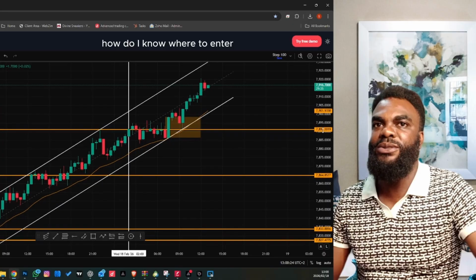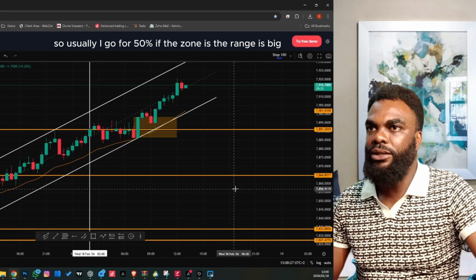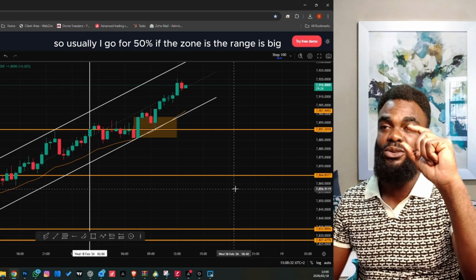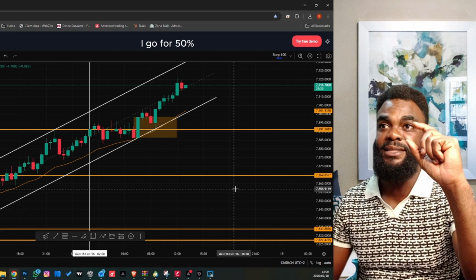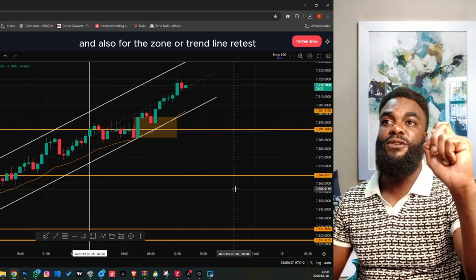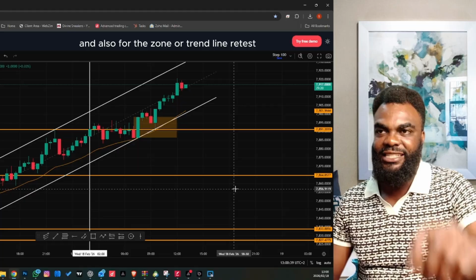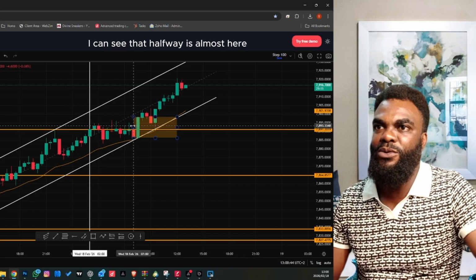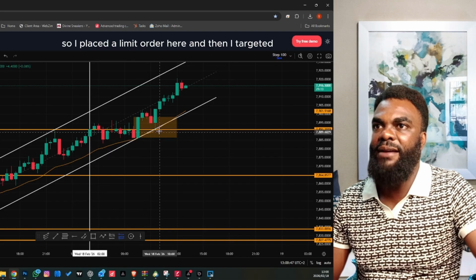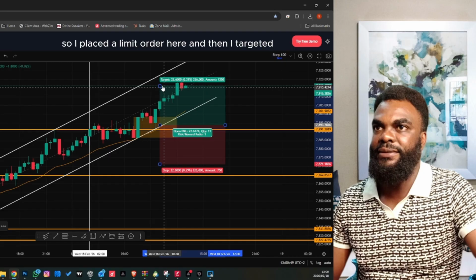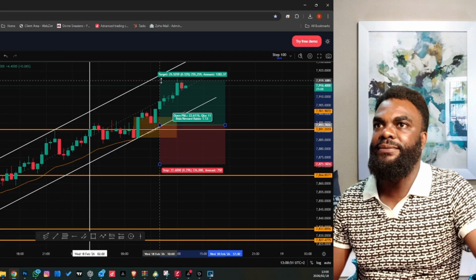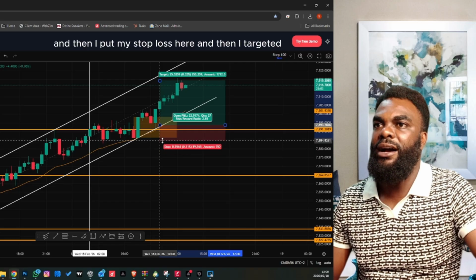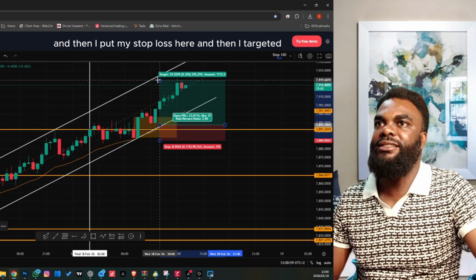How do I know where to enter? Usually I go for 50%. If the range is big, I go for 50%, and also for the zone or trend line retest. So looking at the zone, I can see that halfway is almost here. So I placed a limit order here, and then I targeted, right?